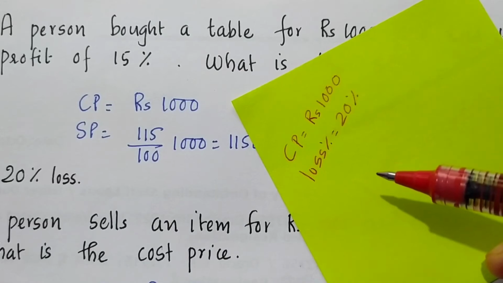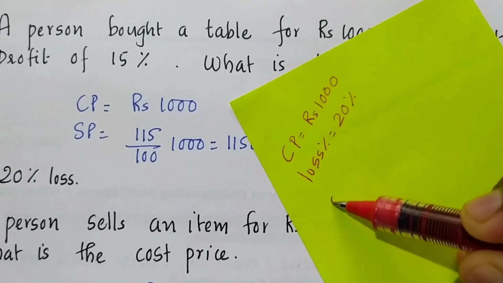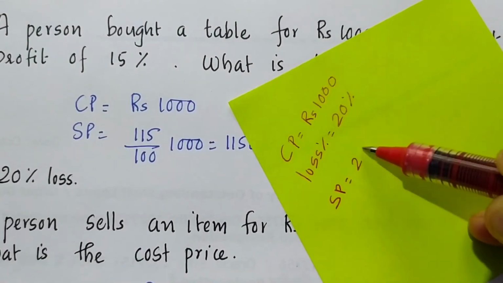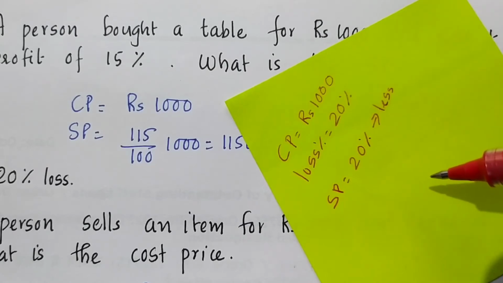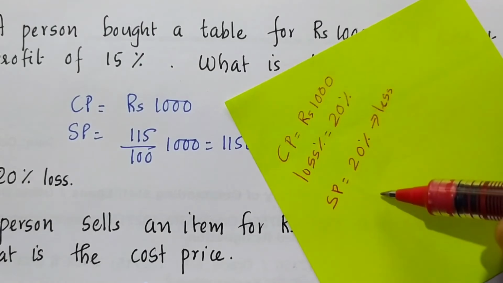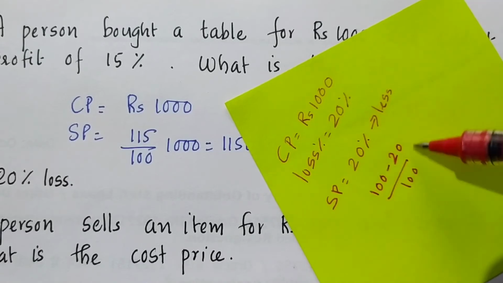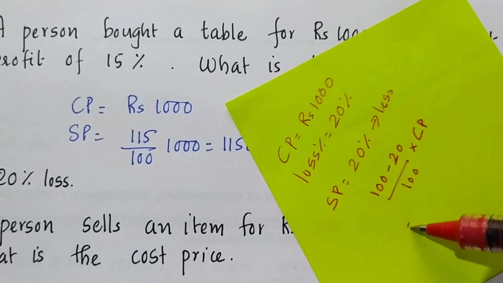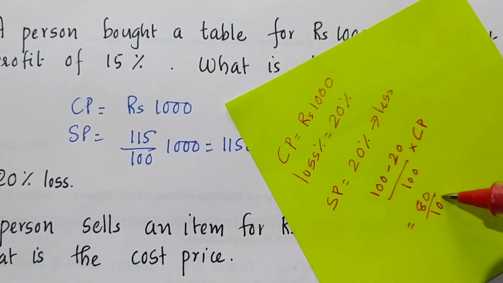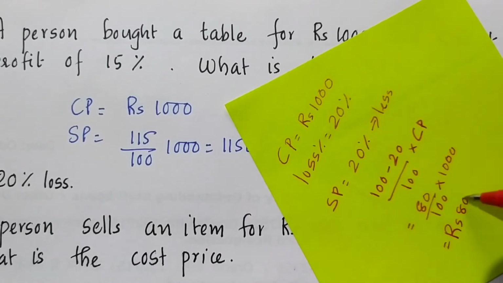What if the cost price was rupees 1000 and he incurred a loss of 20%? How to find out the selling price? Loss is 20% simply means that the selling price will be 20% less than the cost price. So how to find out a value which is 20% less than the given number? It is just 100 minus 20 by 100 into the given number, that is, here it is CP, that is equal to 80 by 100 into 1000 is equal to rupees 800.